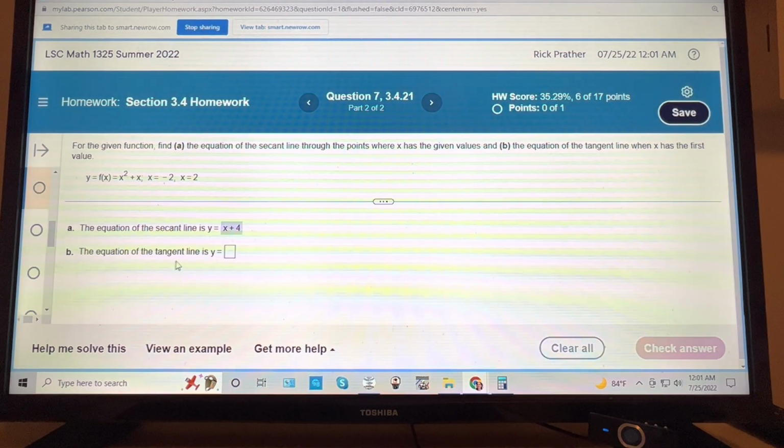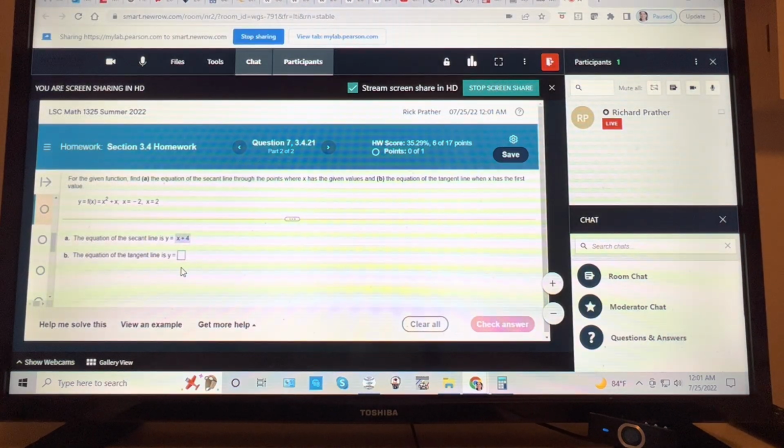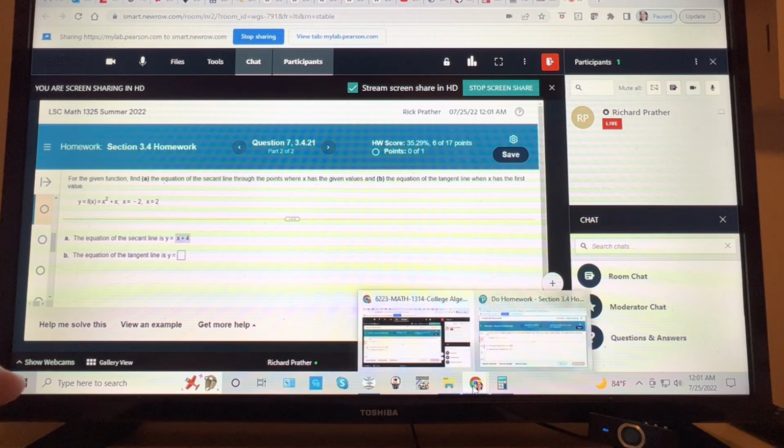The equation of the tangent line, you need the slope of the tangent line first. That's the concept of derivative. And we need to do it. The equation of the tangent line when x has the first value, so I guess they want that at -2. Okay. On the other one, it didn't matter which point we used because a secant line goes through both of those points, but a tangent line only goes through one point. So then we have to know which one they want us to do it at. So they said do it at the first one. Notice this part didn't say first or second because it actually goes through both of them, but this one says first.